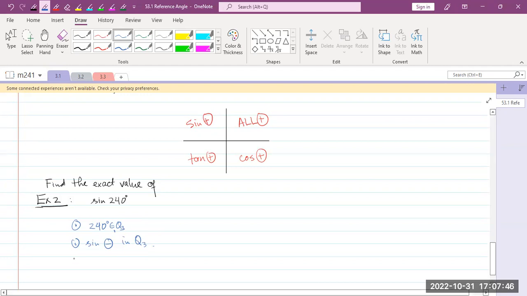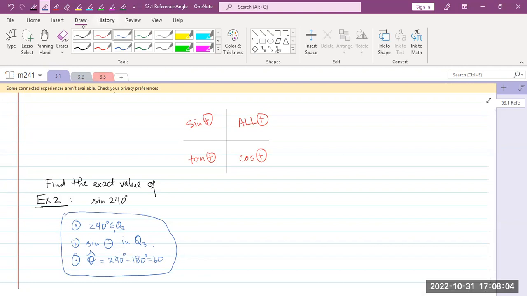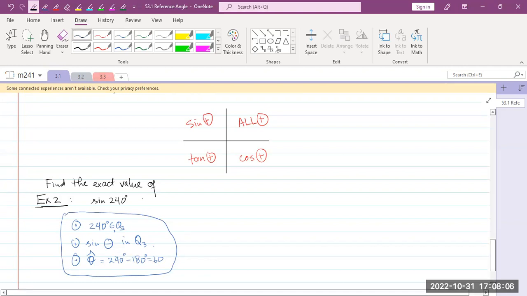The reason we decide that 240 is in quadrant 3 is so that we know the sine function is negative in quadrant 3. And what is the reference angle? The reference angle of 240 degrees is 240 minus 180 degrees. That's 60 degrees. Okay, now that's what we need to do, at least mentally. If I were you, I would write it down. So the next step from here is sine 240 degrees is equal to, sine is negative in quadrant 3, right? So that's equal to negative of sine of the reference angle 60 degrees.